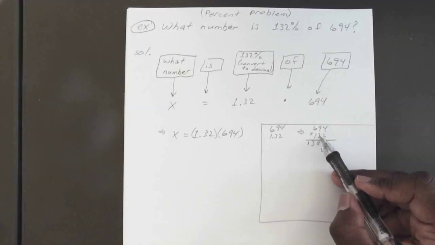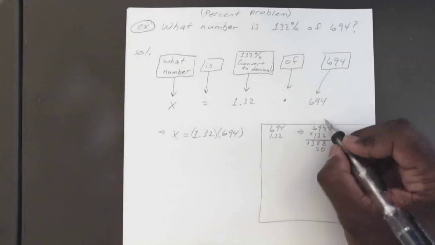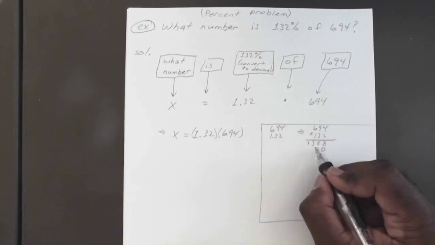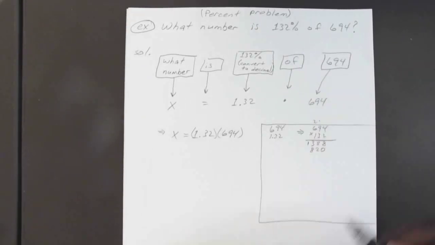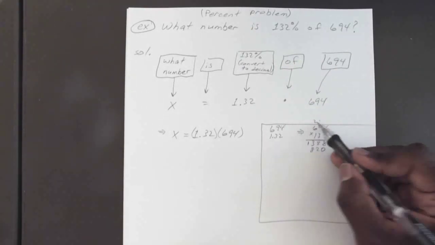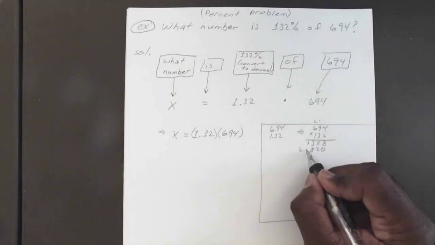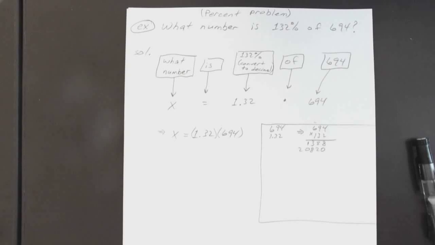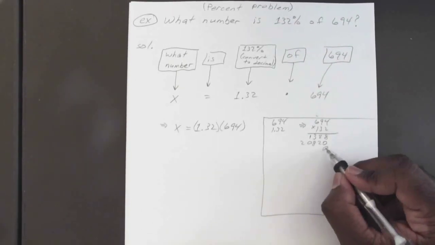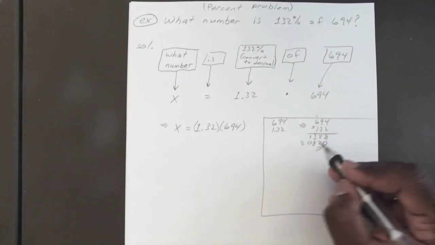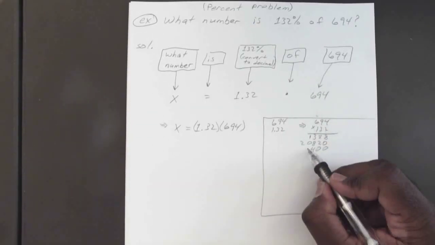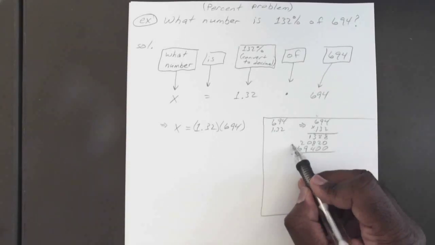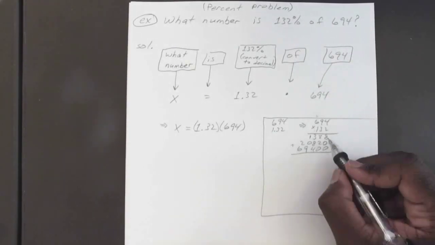Okay, starting under the 3, 3 times 4 is 12. 3 times 9 is 27, plus 1 is 28. 3 times 6 is 18, plus 2 is 20. Okay, so now starting up underneath the 1, 1 times 4 is 4, 1 times 9 is 9, 1 times 6 is 6. So you go ahead and add those together.